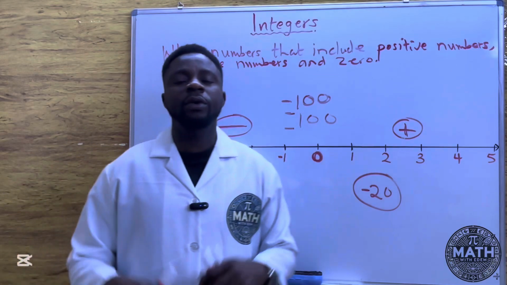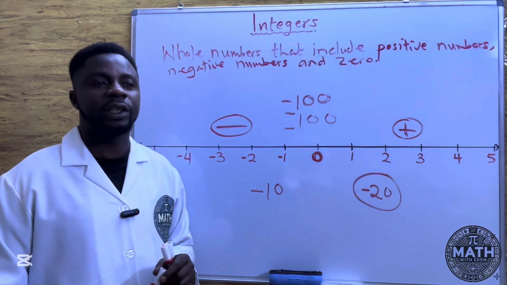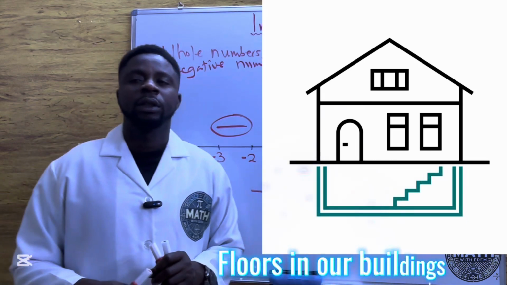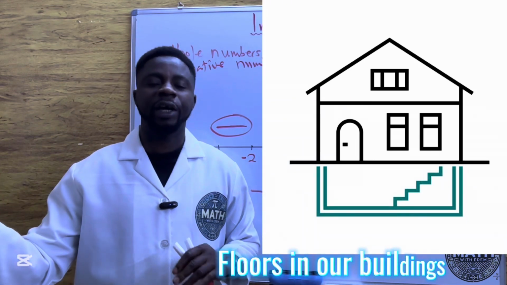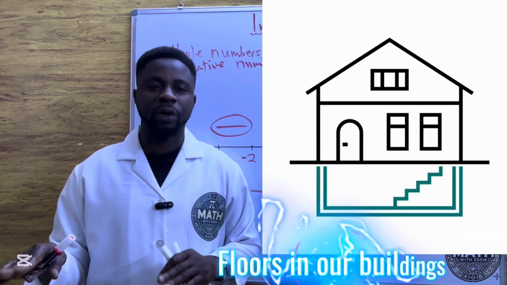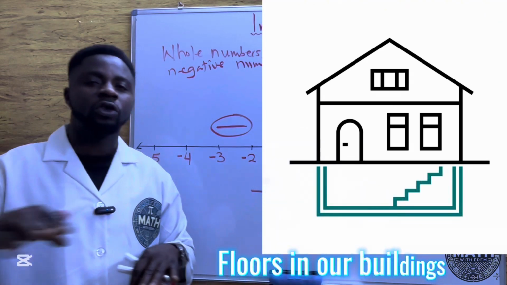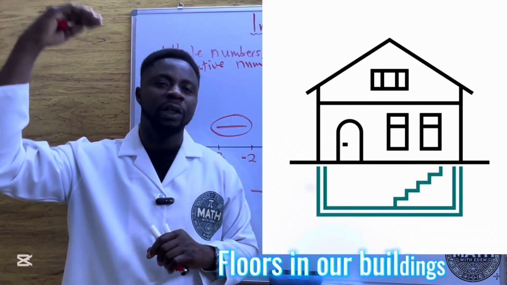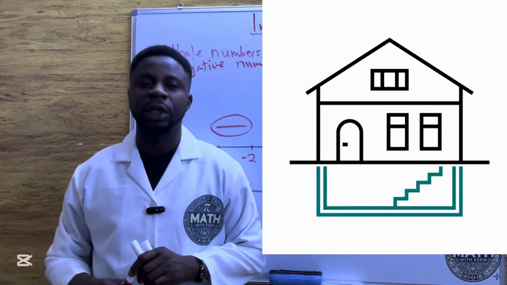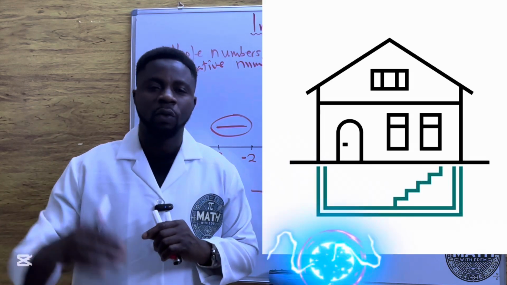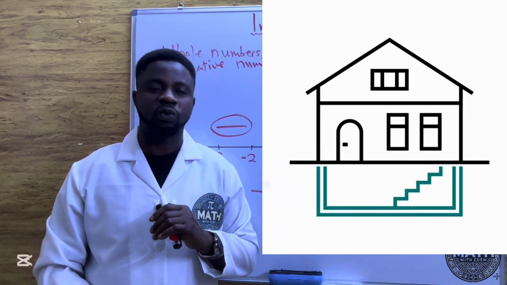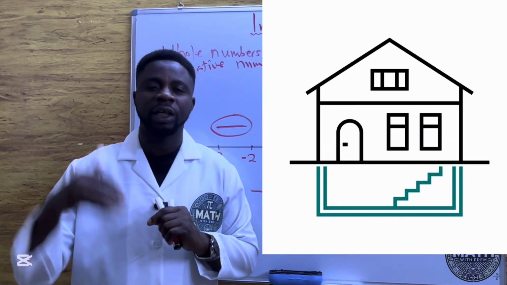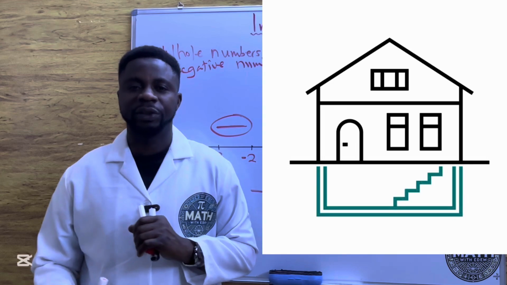Another real life example of integers is floors in our buildings. For instance, let's take the ground floor to represent 0. And then the first floor, second floor, third floor, this represents positive numbers. And then the basement, when you go down, we have, let's say, basement 1, basement 2. So this represents negative numbers.